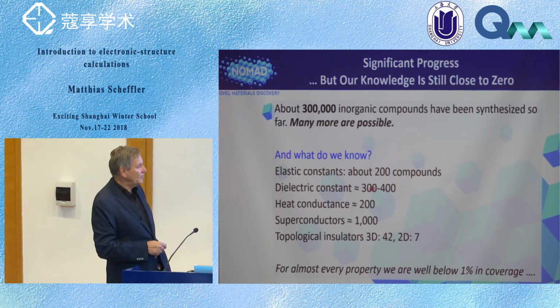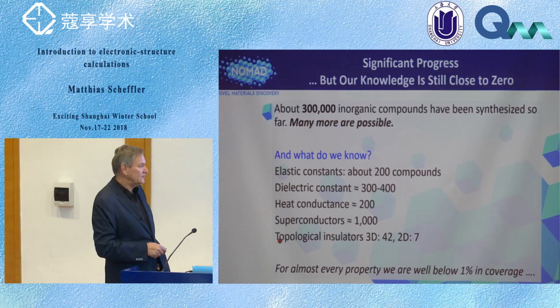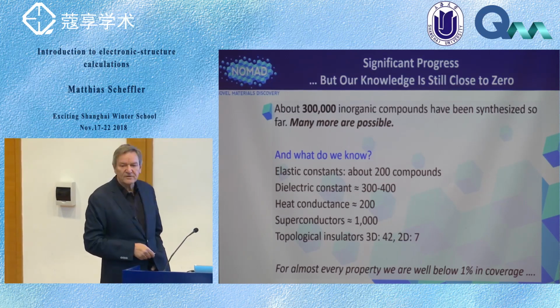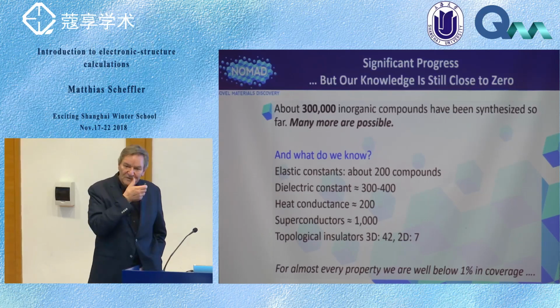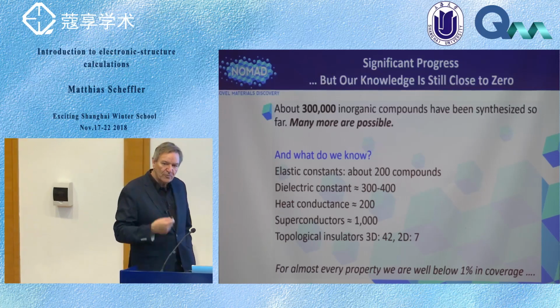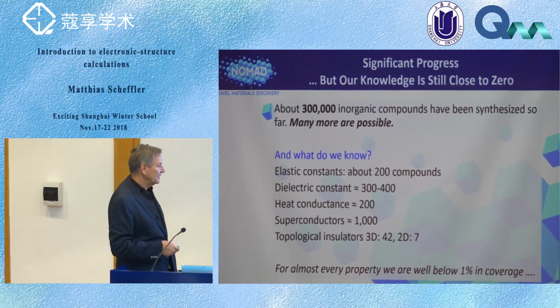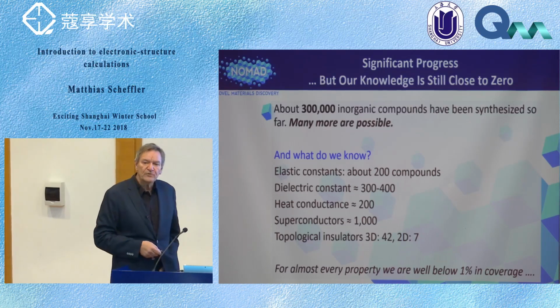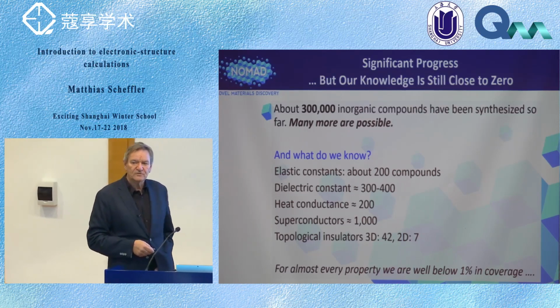Dielectric constants, from all of this we only know 300 or 400. Heat conductivity, just 200. Superconductors, thousands. Topological insulators, of the order of 42 or something. So very, very little is known of what is there, and that means there are many more possibilities for new products, for new types of living. For almost every property we have, we are below 1% coverage of what is really known.